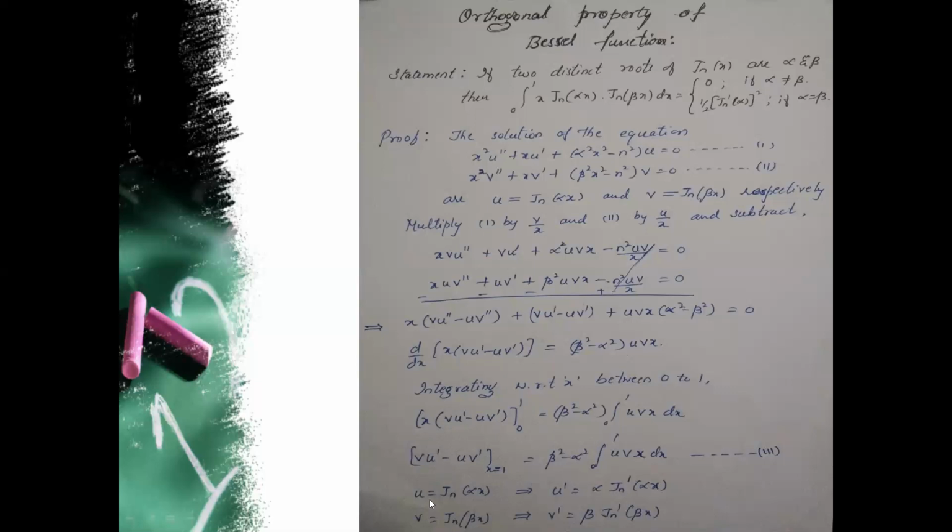Now we know that u means Jn of alpha x. If we differentiate, then u dash is alpha into Jn dash of alpha x. v is Jn of beta x. If we differentiate this, v dash is beta into Jn dash of beta x. Now let us substitute these in this equation 3. We have v u dash. So v means it is Jn of beta x. u dash means it is the derivative of u.